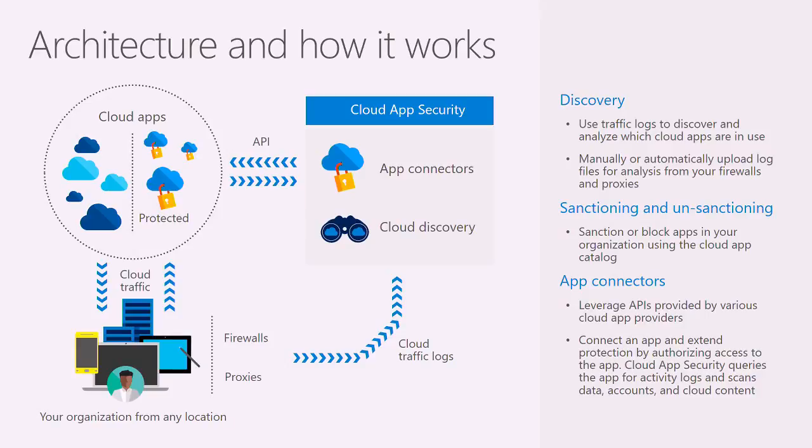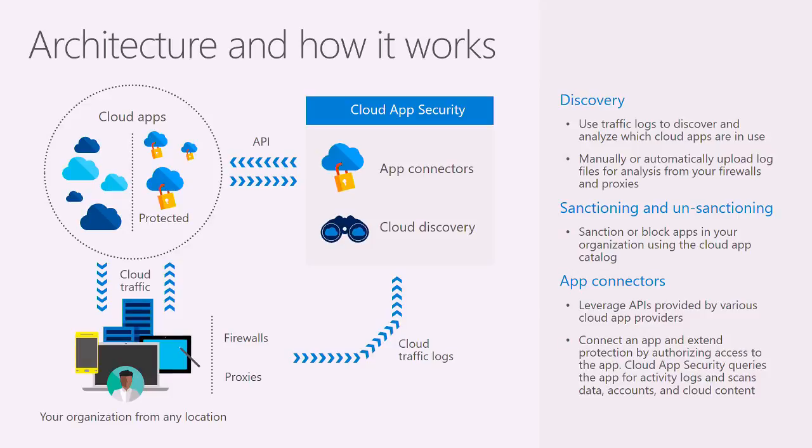Essentially what we're doing is we're taking your cloud traffic logs and pushing that up into Cloud App Security. We use those traffic logs to discover and analyze which cloud apps are in use. Then we can either manually or automatically upload those log files and do some analysis and machine learning over those. We break that down into sanctioned and unsanctioned applications in the Cloud App Catalog. So we leverage the APIs that are provided by the various cloud app providers. And when we collect our app connectors, we connect that app to extend protection and do governance with those applications.